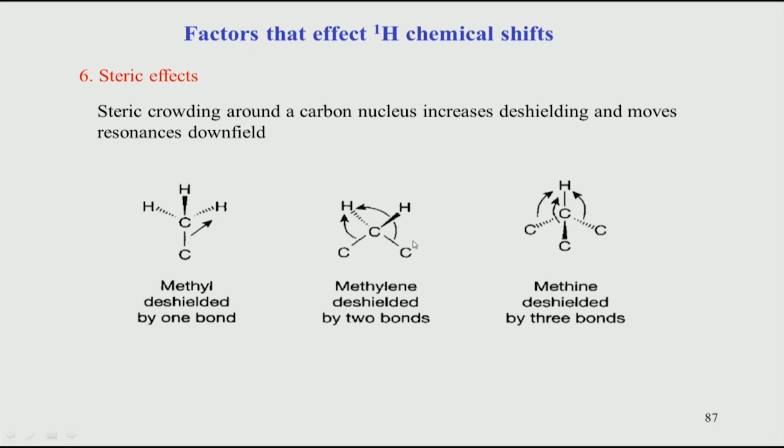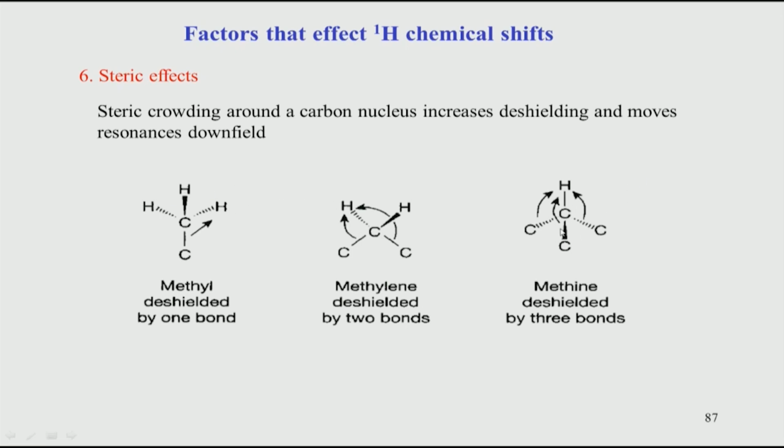Similarly, if I keep adding more and more carbon atoms, when you have a secondary carbon, tertiary carbon, you can see that the hydrogen atom gets more and more de-shielded. So, in this particular example, these 2 hydrogen atoms are now experiencing the steric effect of 2 more carbon atoms compared to 1 here, and therefore, these 2 will be more de-shielded compared to these hydrogen atoms.